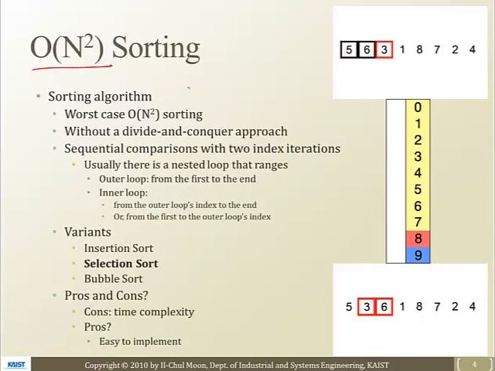The O of n squared sorting algorithm has a worst case of O of n squared. This sorting algorithm particularly doesn't involve any divide and conquer approach. It's similar to the linked list, because the linked list does not implement divide and conquer. When you have divide and conquer in the linked list, we can turn that into the binary search tree, right?